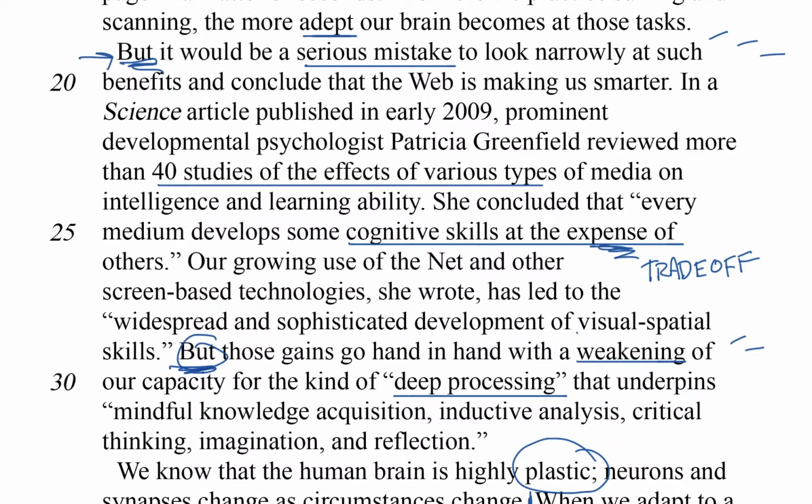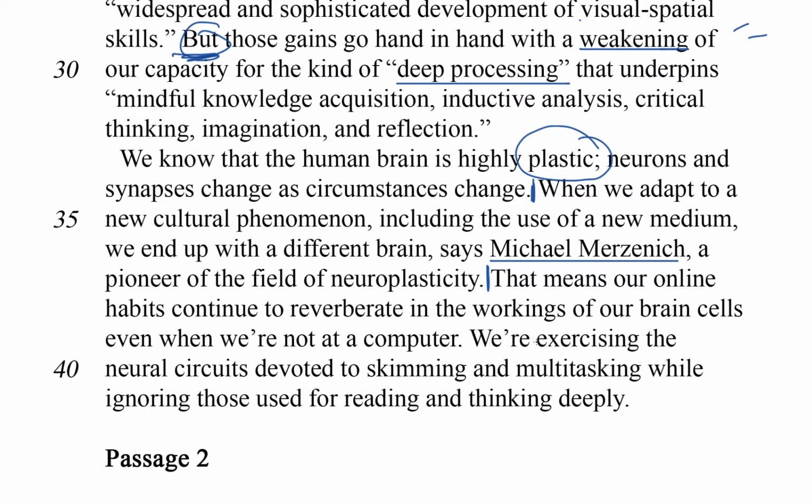This Greenfield study suggests a couple of things. First, that getting good at the internet means losing ability at deep processing. So there's a trade-off. And second, it suggests that that trade-off itself is a bad deal. Losing processing power in exchange for speed is bad. We know that the human brain is highly plastic, and there's that vocabulary word that we circled in the survey step. If I was running short on time, I might just go and do this question right now, but I won't, since I'll be doing a separate video for that question later.